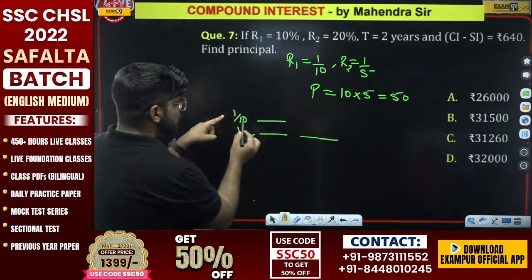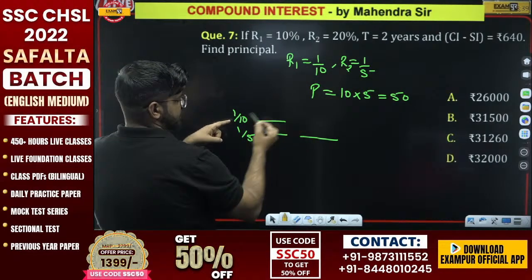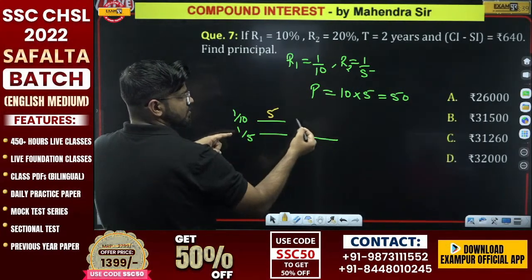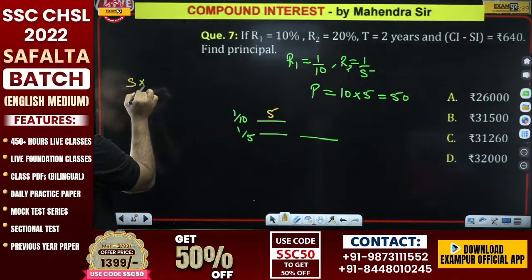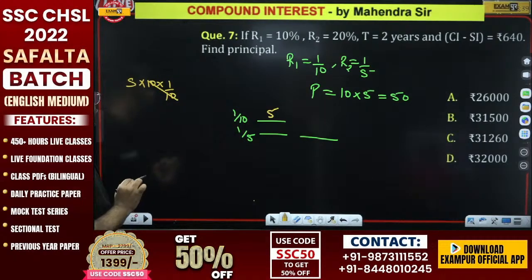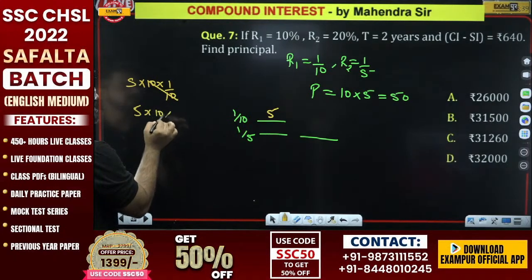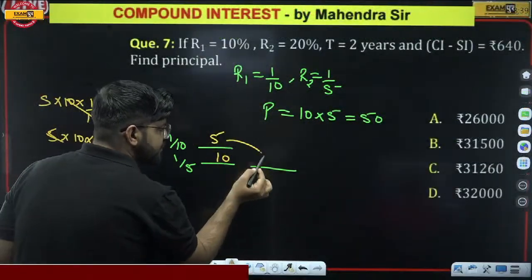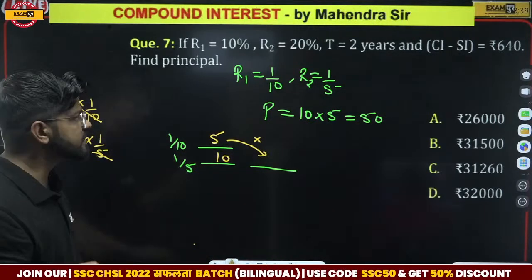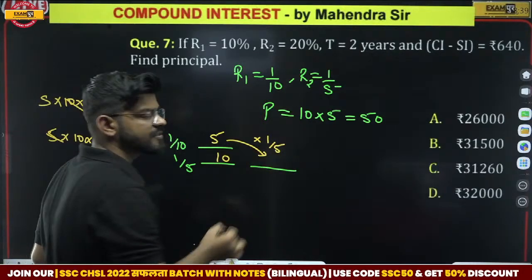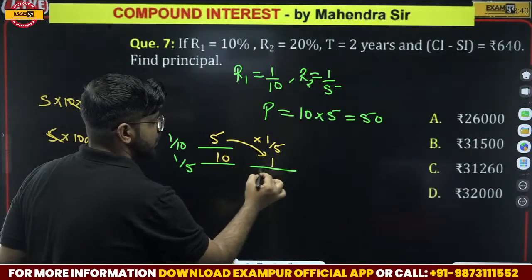So I have 50. When you multiply it by 1 by 10, the 10 gets cancelled out. We will get 5. When you multiply by 1 by 5, the 5 gets cancelled out. Here, let's see, 5 into 10 is there. If you multiply by 1 by 10, the 10 will get cancelled out, 5 will be there. And again 5 into 10 is there. If you multiply by 1 by 5, the 5 will be cancelled out and you will get 10. Now you know that here we use R percent, that means the R of the second year. R of the second year is 1 by 5. So here it is 1.